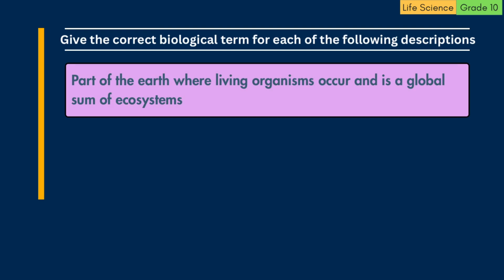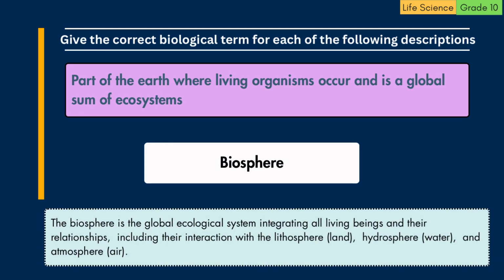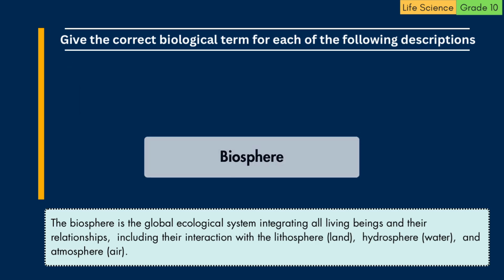Question: part of the Earth where living organisms occur and is a global sum of ecosystems. The correct answer is biosphere. The biosphere is the global ecological system integrating all living beings and their relationships, including their interaction with the lithosphere, land, hydrosphere, water, and atmosphere, air.